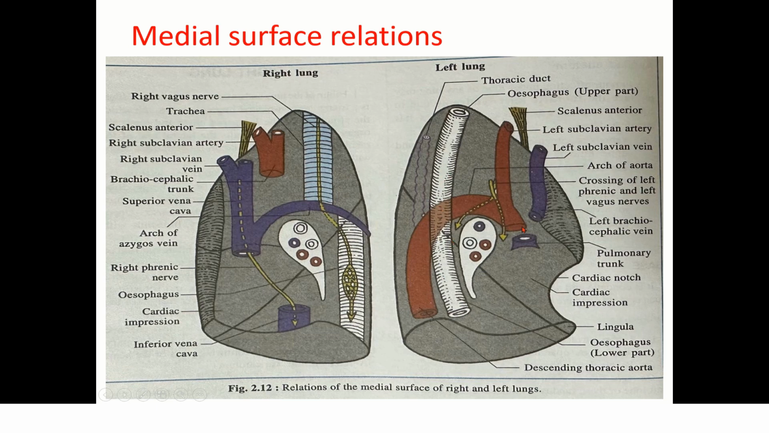This will be the groove for the arch of aorta. This is the groove for the pulmonary trunk. This is the groove for the left brachiocephalic vein, and this will be the left subclavian vein. And you can see here this is a groove for the esophagus. This is the groove for the thoracic duct. This is a groove for the descending thoracic aorta. If you see on the left side, it is more arterial, and if you see on the right side, it is more venous.